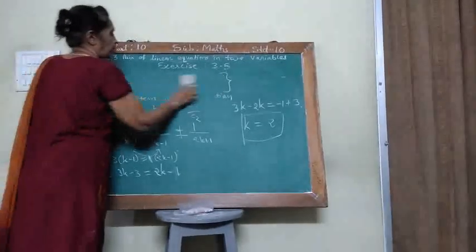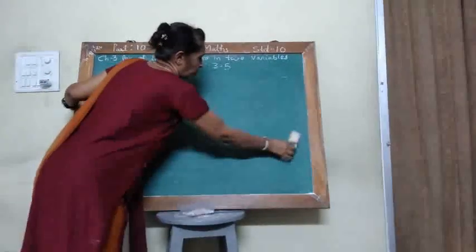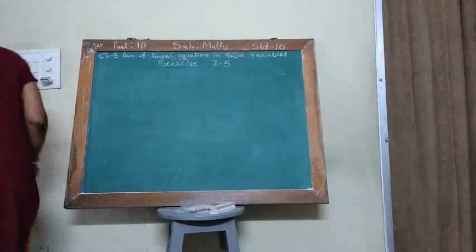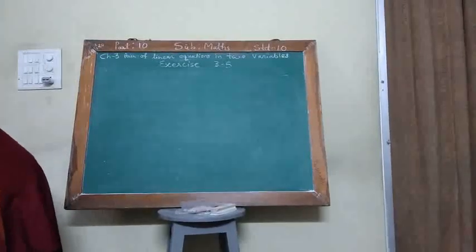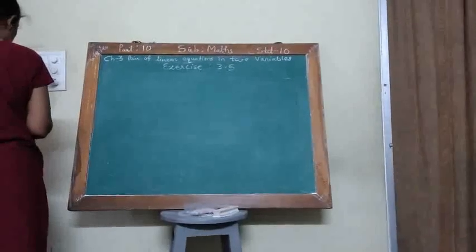So this way I have completed example 2 of exercise 3.5. Clear? Third sum.